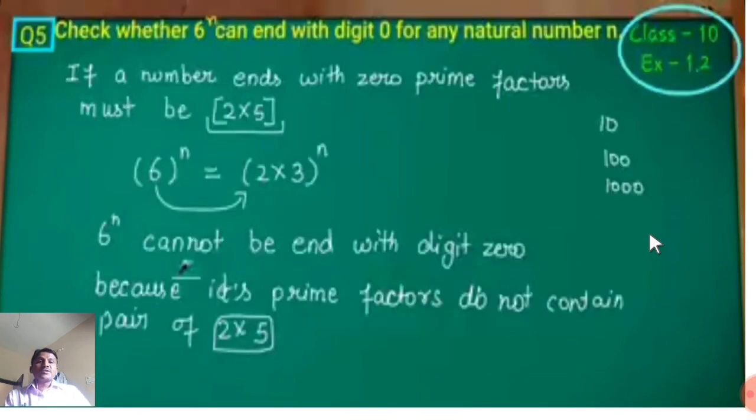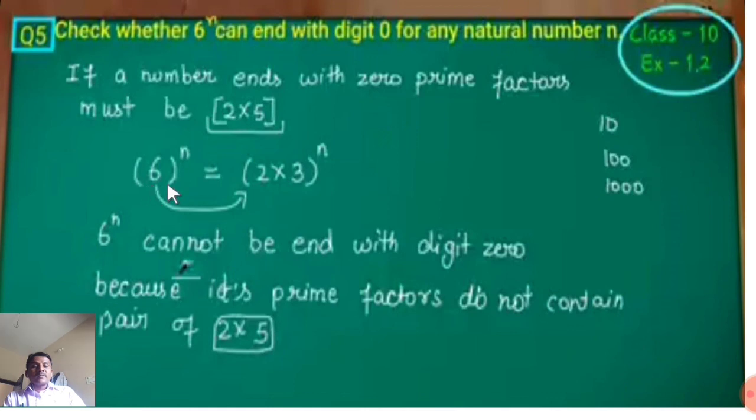Next, the last question from this exercise, that is, check whether 6 raised to n can end with the digit 0 for any natural number n. You have to check. If a number ends with 0, its prime factors must be 2 into 5. If the number ends with 0, the prime factorization of that number must contain 2 into 5.